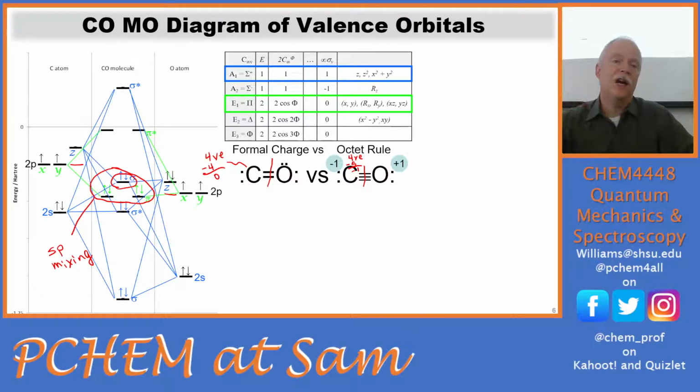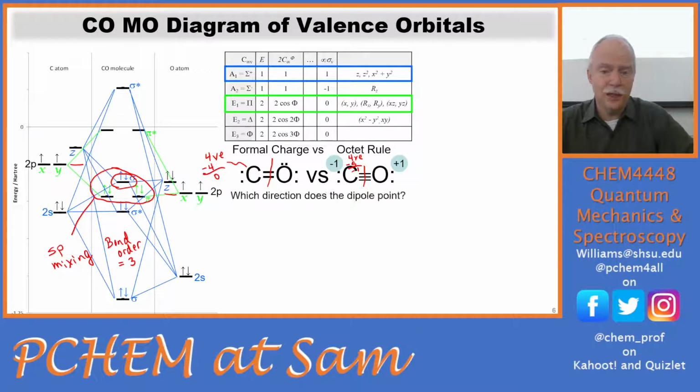We look at the MO diagram. We can calculate the bond order, right? So we have 1, 2, 3, 4, 5, 6, 7, 8. Okay, so that's 8 bonding electrons minus 2. So we're back down to 6. Divided by 2, that's a 3. So bond order of 3 from our MO diagram. And so it tends to favor the octet rule in this case.